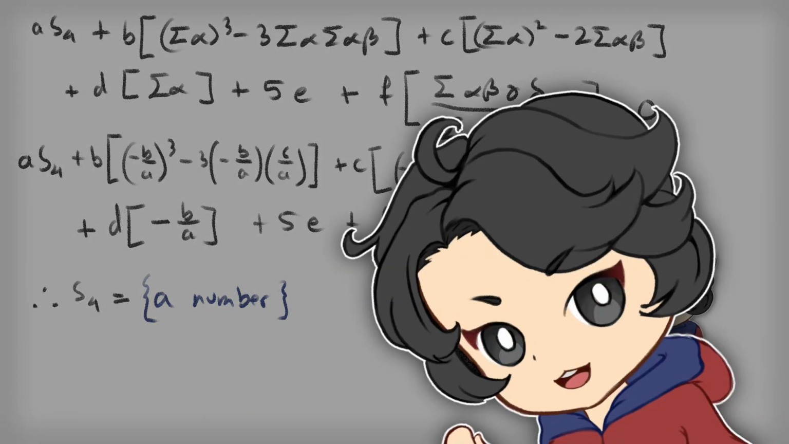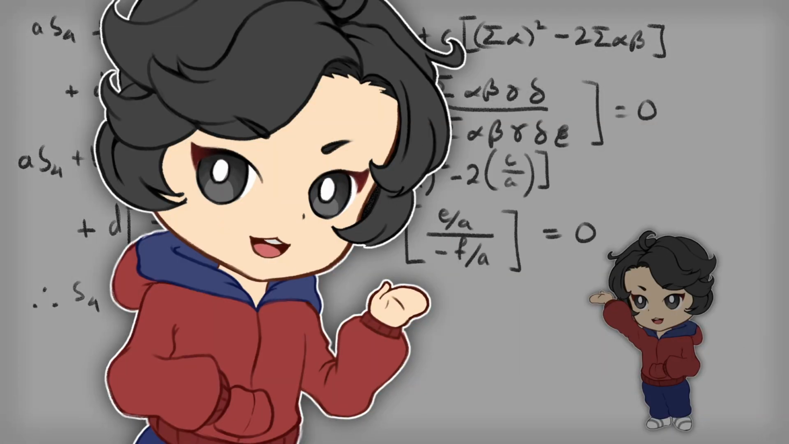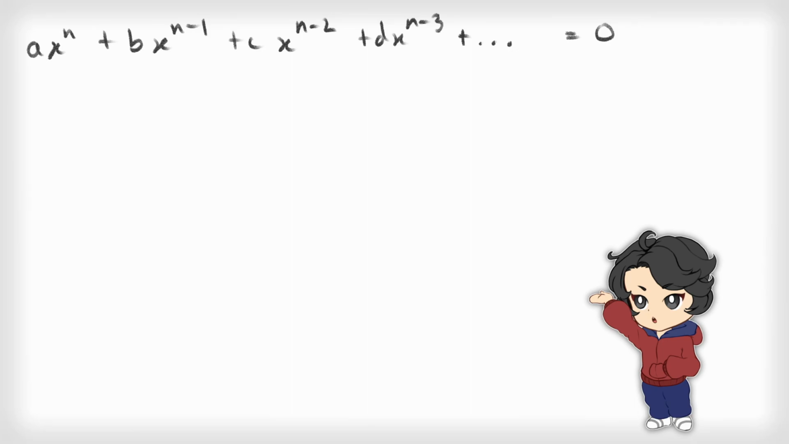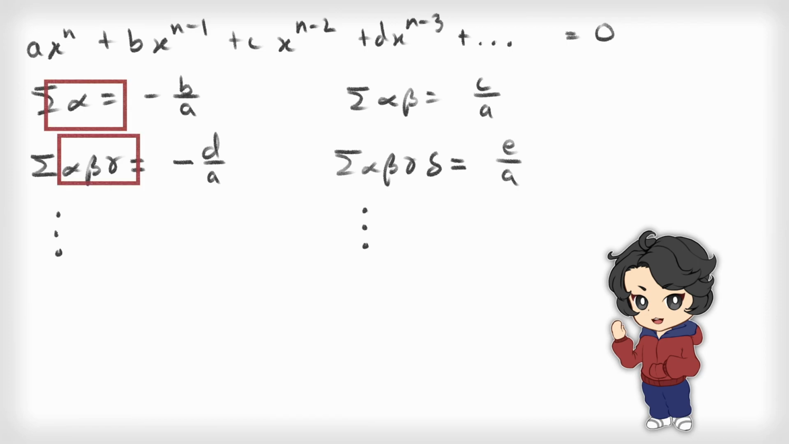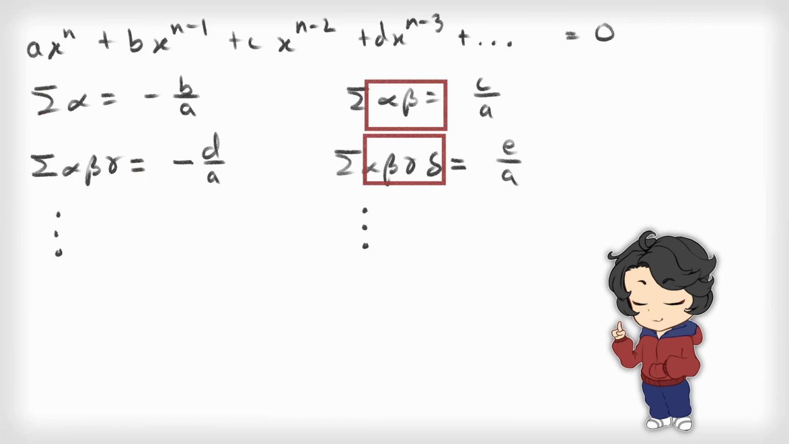Hey there, quick intermission. If you're confused as to how I substituted the coefficients for S of minus 1, it boils down to the basic formulae of sums of polynomials. For any general polynomial of arbitrary degree, sum of alpha is minus b by a, sum of alpha beta is c by a, sum of alpha beta gamma is minus d by a, sum of alpha beta gamma delta is e by a, and so on and so forth. Basically, if it's the sum of products of odd numbers of roots, you have a minus sign. If it's an even number of roots, there's a plus sign.